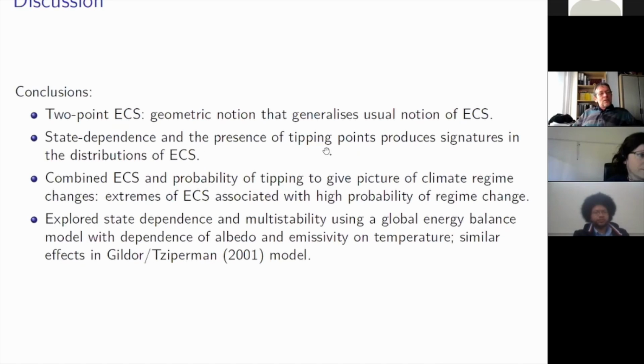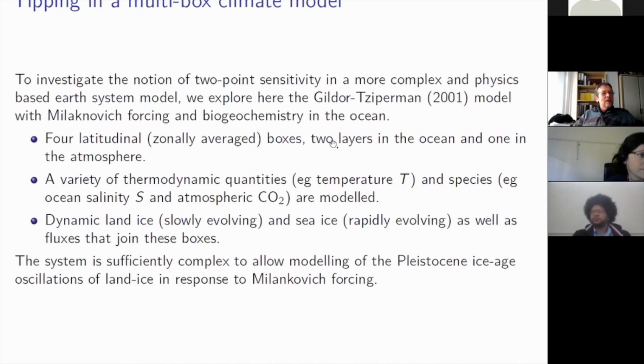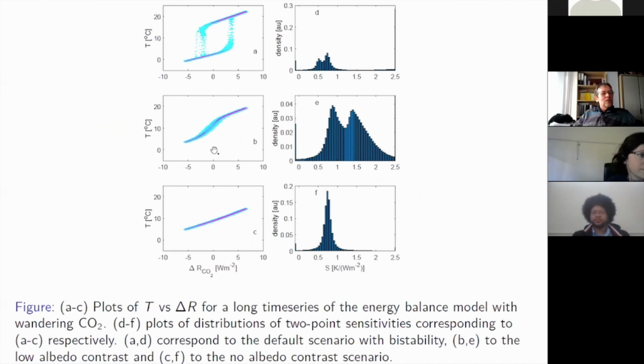So state dependence and the presence of tipping points produce some signatures in the distributions of the climate sensitivity. Of course, the interesting thing would be to go the other way: are there things from the climate sensitivity, or generalizations thereof, that can be used to infer things about the presence or otherwise of tipping points. And I think this result is quite interesting in that it suggests that we need to look more closely than at the two-point sensitivity.